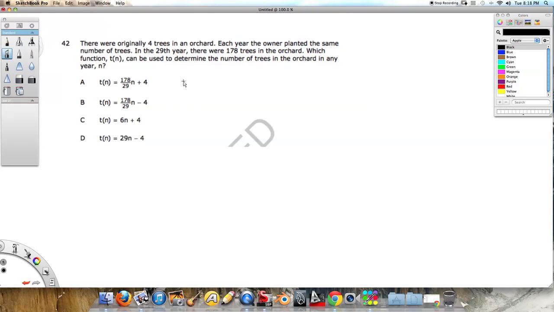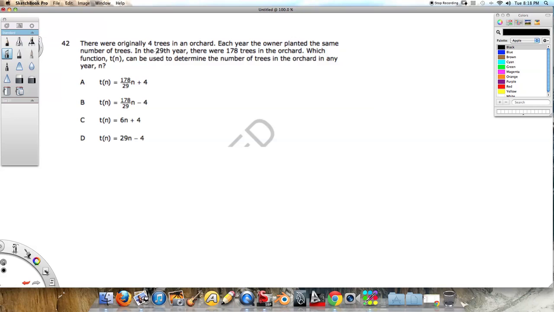Question number 42 now. It says there were originally 4 trees in an orchard. Each year, the owner planted the same number of trees, so that in the 29th year there were 178 trees in the orchard. Which function, T of n, can be used to determine the number of trees in the orchard in any year, n?